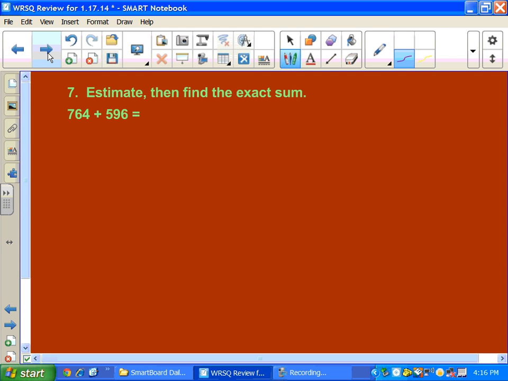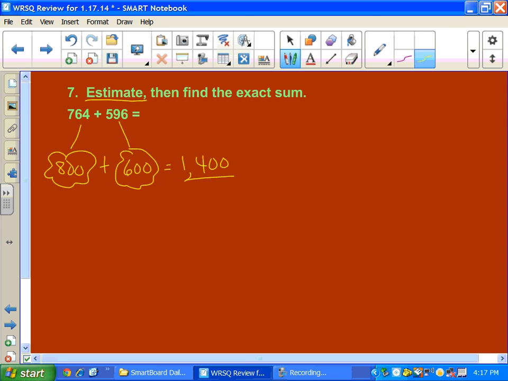Okay, let's keep moving. All right, estimate, then find the exact sum. Pause it, solve it, and then come back. All right, let's take a look at the estimate first. So what is this close to? Is this closer to 800 or 700? I hope you said 800, of course. And then 596, is that closer to 500 or 600? I hope you said 600. So 800 plus 600, my estimate is equal to 1,400. So if my exact answer is not close to that, then I know something is wrong.